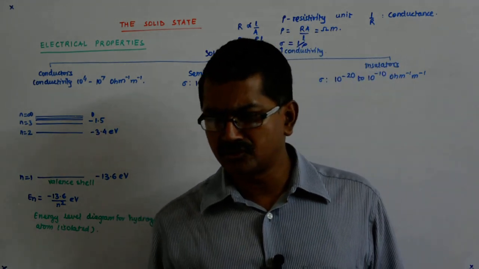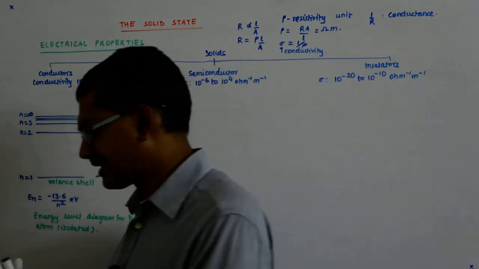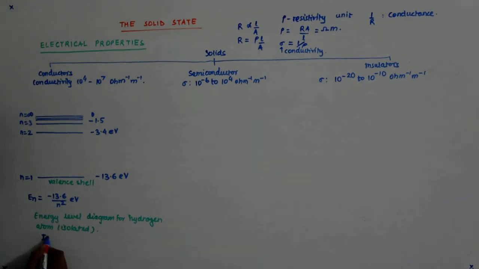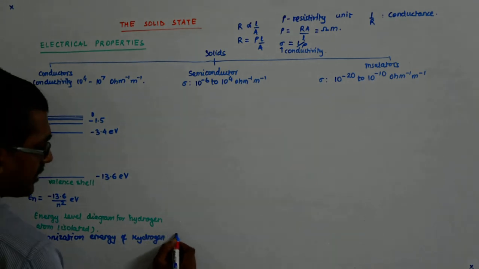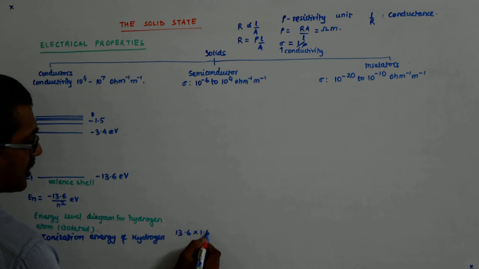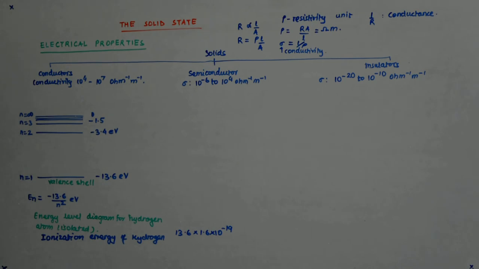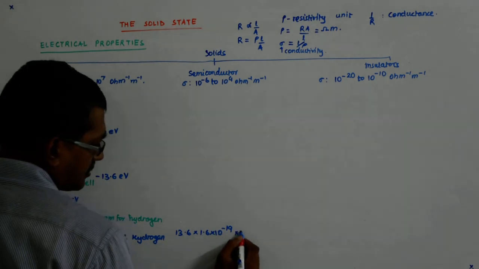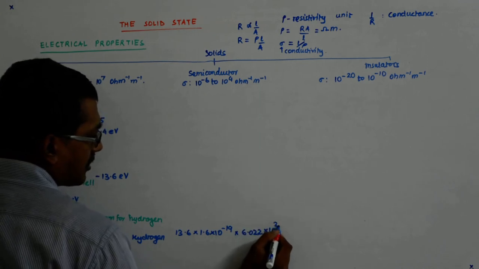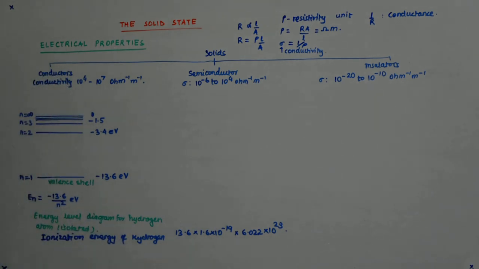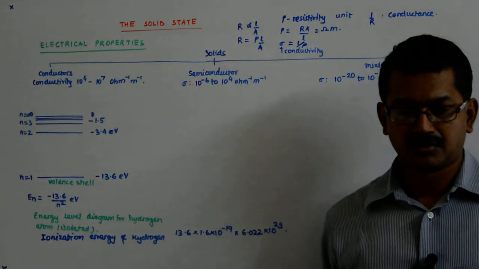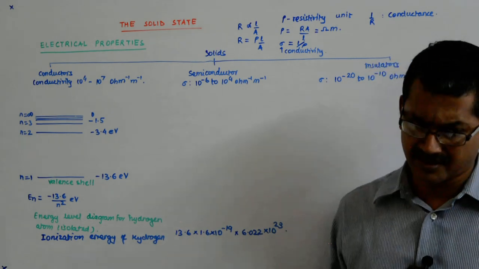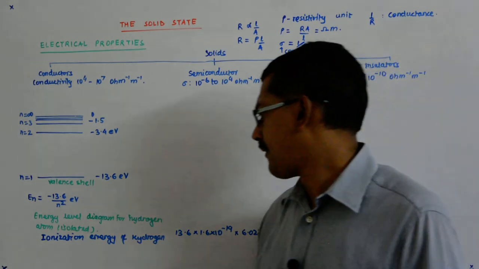This is in electron volt. One electron volt is how many joules? 1.6 into 10 to the power minus 19 joules. So if I want the ionization energy of hydrogen, it should be 13.6 per atom into 1.6 into 10 to the power minus 19 joules, because 1 eV is so many joules, and that multiplied by 6.022 into 10 to the power 23 such atoms. Get the point. If it is hydrogen gas, then things will become slightly different, but for hydrogen, if you calculate this, you should be getting the IE in kilojoule per mole.